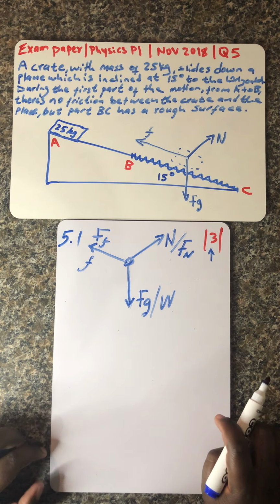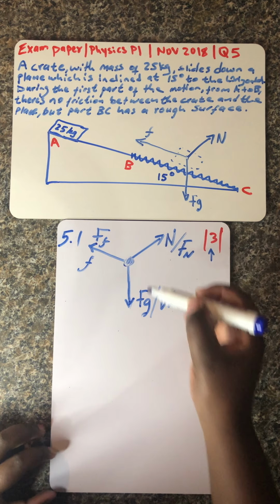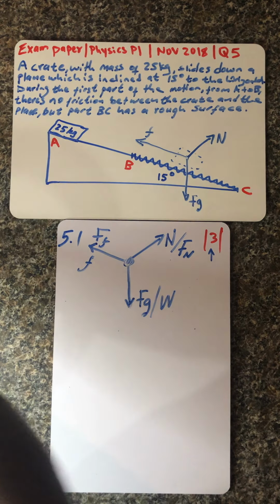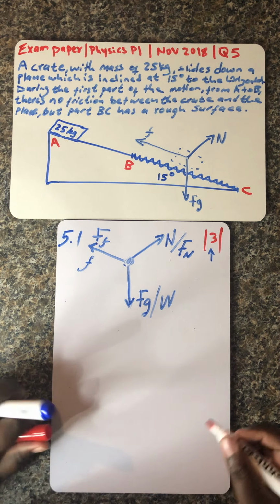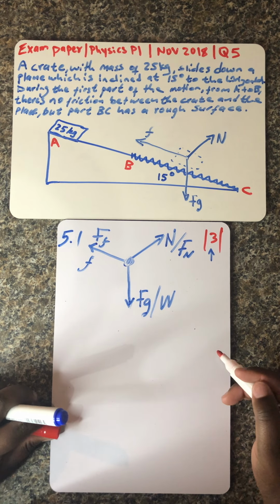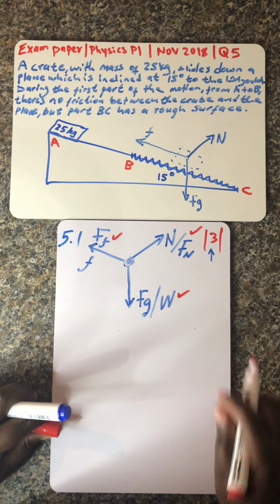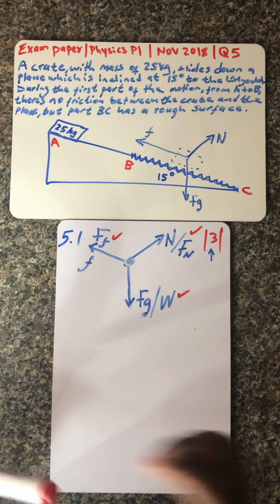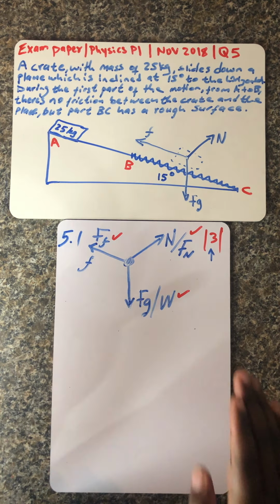So this is the answer to question 5.1. This is exactly where you score your marks. Obviously, you can even mark this for yourself. They'll give you 1 mark, 1 mark, and 1 mark there. Okay, so guys, listen to me. We are done with 5.1.